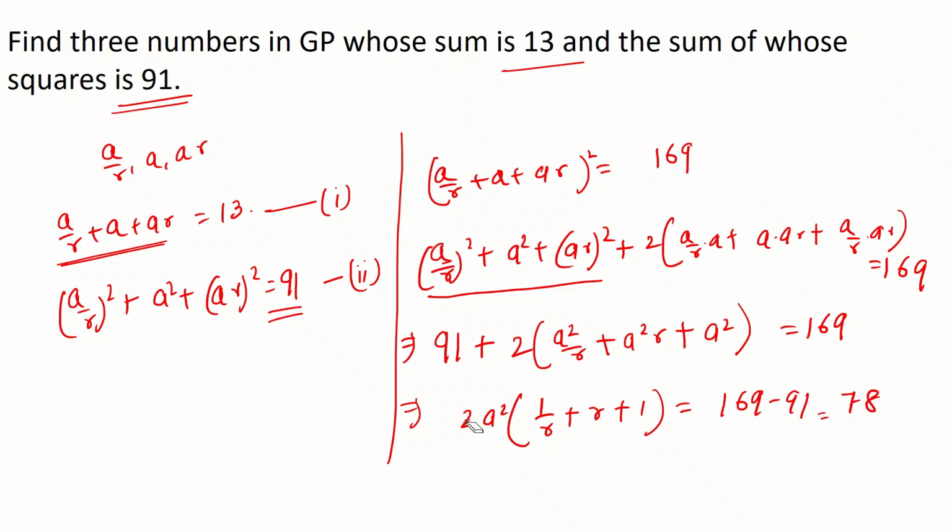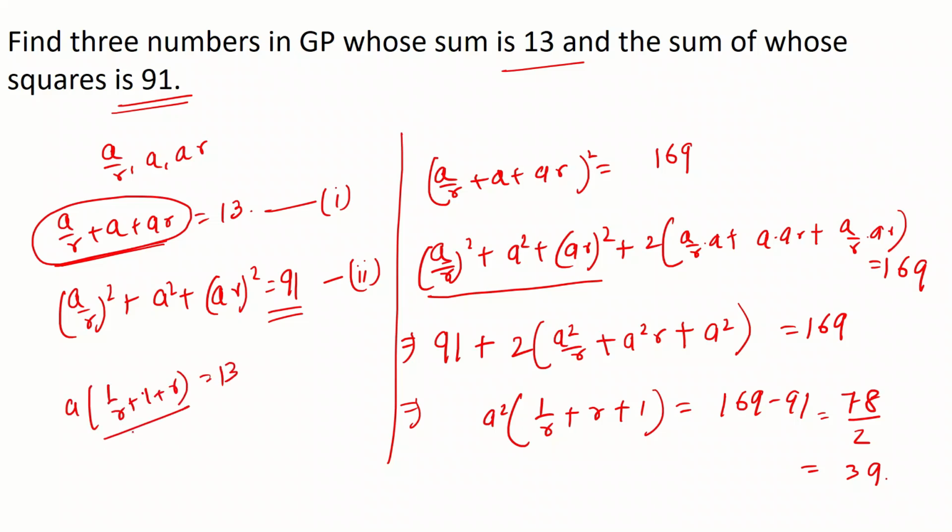2 also I can take to the other side, so this gives me 39. Okay, now if I take A common over here, I get 1 by R plus 1 plus R is equal to 13. So this is actually equal to 13 by A. So I get A square into 13 by A is equal to 39. So this gives me A is equal to 39 by 13, which is 3. So I get the value of A to be equal to 3.